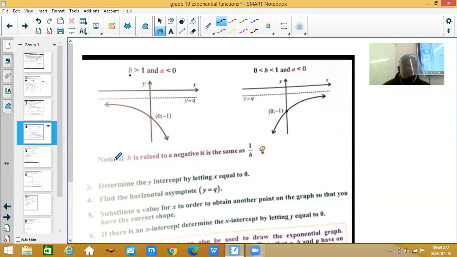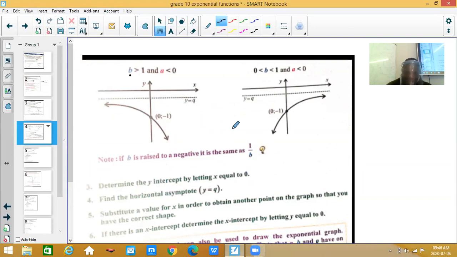The third step, when you want to sketch the graph, you must determine the y-intercept, letting x equal 0, just like we did with the quadratic, the hyperbola, and even this one. When you want to find the y-intercept, x is equal to 0, just substituting. Now, find the horizontal asymptote.